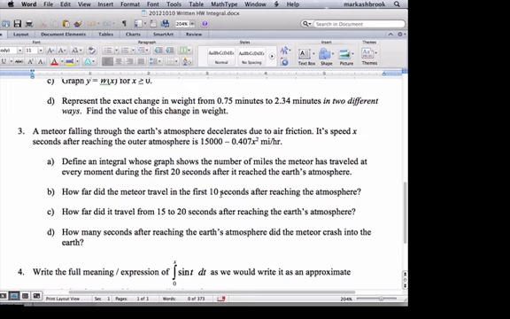All right, so 3, meteor falling. So the speed. So what kind of function is this? If this is the speed x seconds after entering the atmosphere, what do we got? Rate. Everything we've done so far this semester, we start with rate. How fast something is changing. So this is going to be our rate, R(x). Find an integral whose graph shows the number of miles the meteor has traveled at every moment during the first 20 seconds. Okay, so we want an integral.